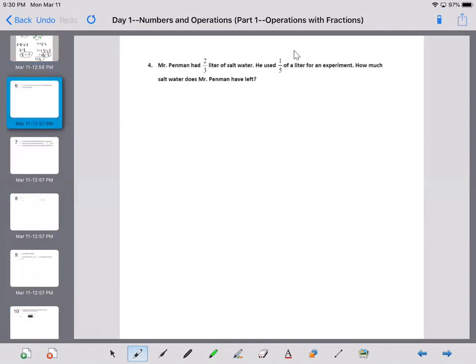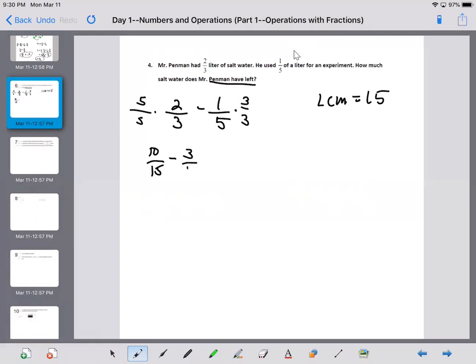So Mr. Penman has 2/3 liters of salt water, and he used 1/5 of a liter for an experiment. How much salt water does he have left? So this is going to imply subtraction. So our LCM would be 15. And so we would think about what we would multiply by. So this would be 5/5. This would be 3/3. So this would be 10/15, take away 3/15. And that would equal 7/15 liters remaining.